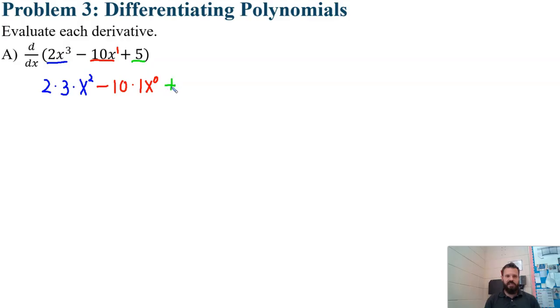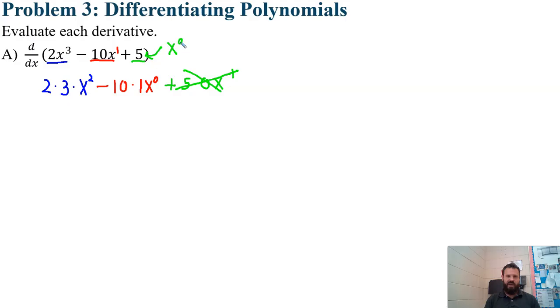And then plus the 5. Now, we can think of that as just a 5 times, we could say, x to the 0th power. Well, when I multiply that by 0, x to the negative 1, I suppose, that's just going to cancel out. And that's just utilizing our constant rule. We know that the derivative of a constant is always just 0, like we said before.